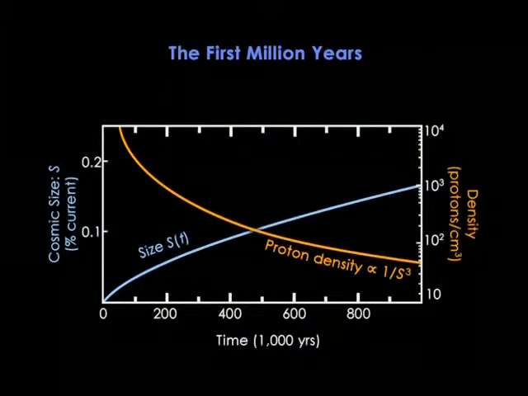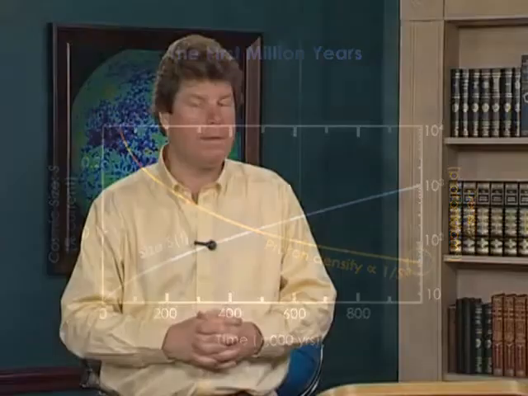So you can see the density dropping as the universe expands on this graph, inversely proportional to S cubed. It follows this orange line, which goes with the right-hand scale, from about 10,000 protons per cubic centimetre near 50,000 years to about 100 protons per cubic centimetre near 1,000,000 years. Now that actually sounds like quite a lot, but is it really?